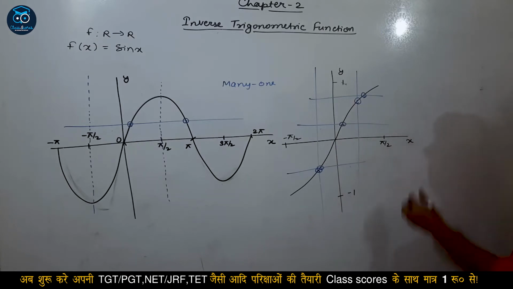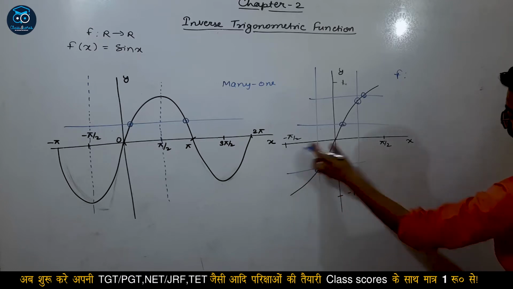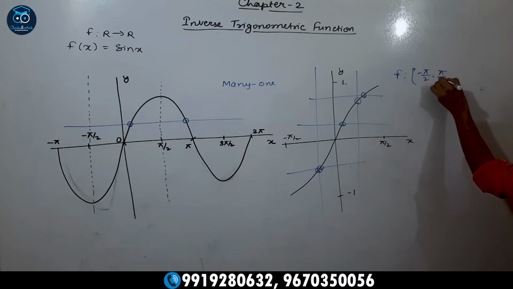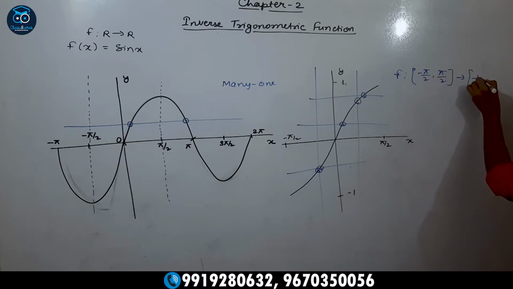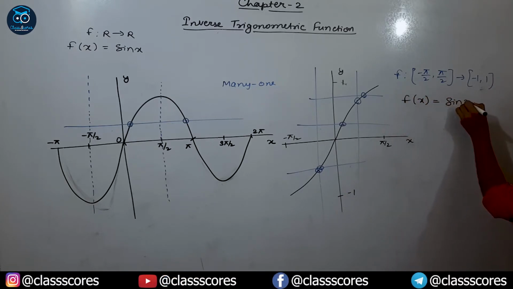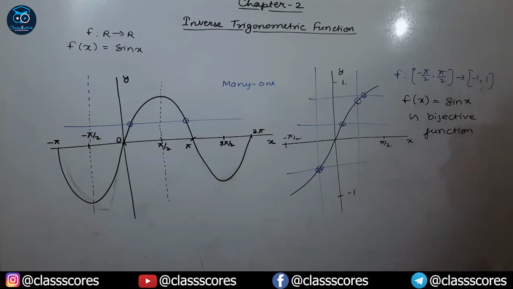Means now we can say for minus pi by 2 to pi by 2 to minus 1 to 1, f of x equals to sine x is a bijective function. For this specific region, we can say that f x equals to sine x is a bijective function.